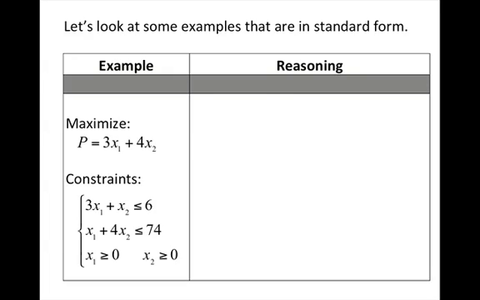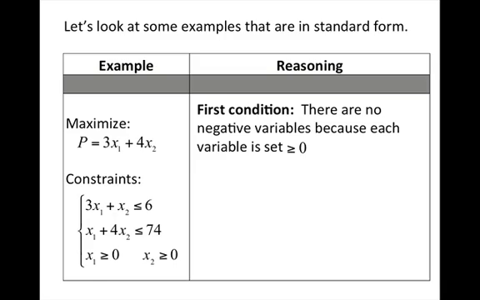So let's look at our 2 conditions. If you remember the first condition, there are no negative variables. And we know this is true because if you look at your constraints, the last 2 constraints, both of our variables are set greater than or equal to 0. So that tells us that both of our x's are going to be positive or 0. They can't be negative. Since we're told those variables are greater than or equal to 0, our first condition is met.